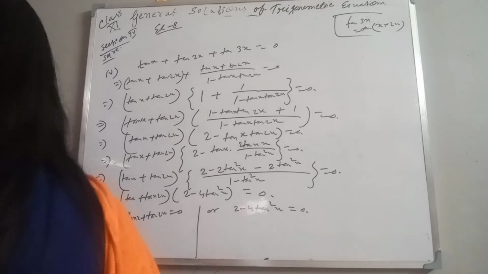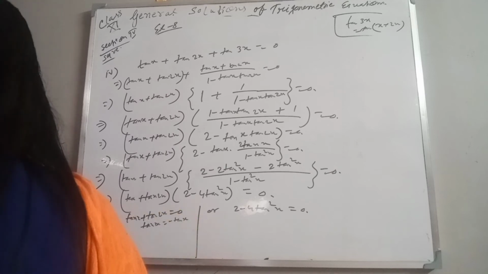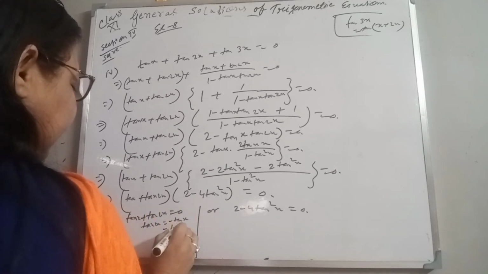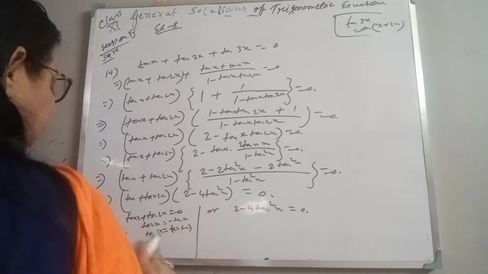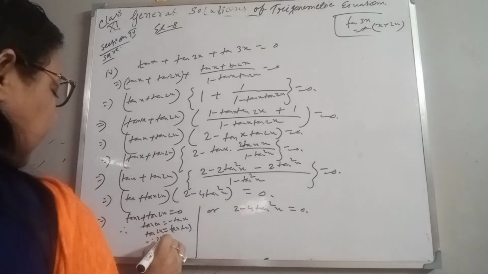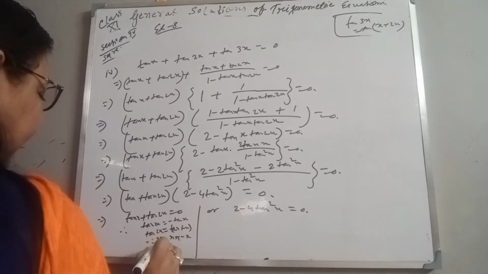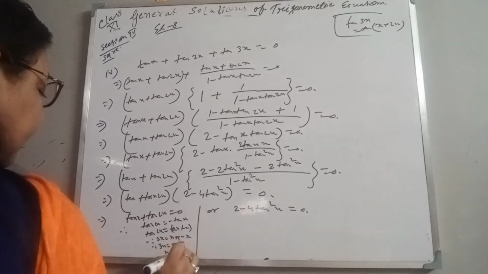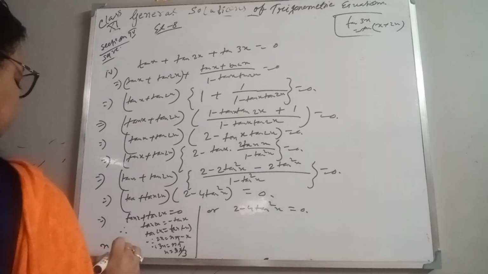So from here what we can write? We can write tan 2x equals to minus tan x. Okay. Minus tan x, or we can write tan of minus x, that is tan 2x. Okay, so tan theta equals to tan alpha, that gives us theta equals to n pi plus alpha. So 2x will be n pi plus minus x. Therefore 2x plus x, 3x equals to only n pi. So x is equal to n pi by 3. This is one value. X is equal to n pi by 3, where n belongs to Z.